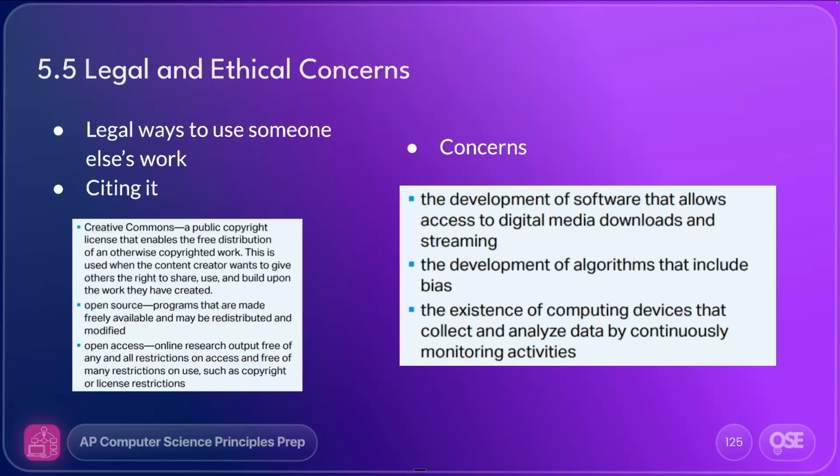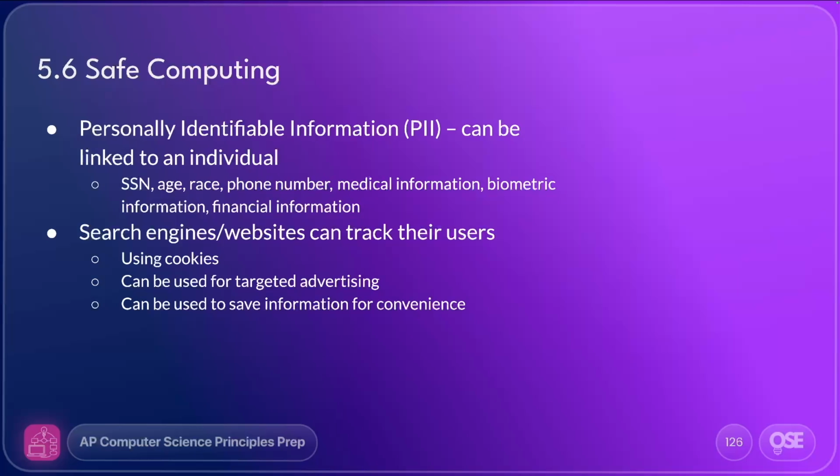Open access is online research output that's free of any restrictions, so people can use your research if it's open access. You also have to know some concerns. For example, development of software that allows access to digital media downloads and streaming, the development of algorithms that include bias, and the existence of computing devices that collect and analyze data by continuously monitoring activities, which is kind of suspicious. You also have to know what personally identifiable information is, PII.